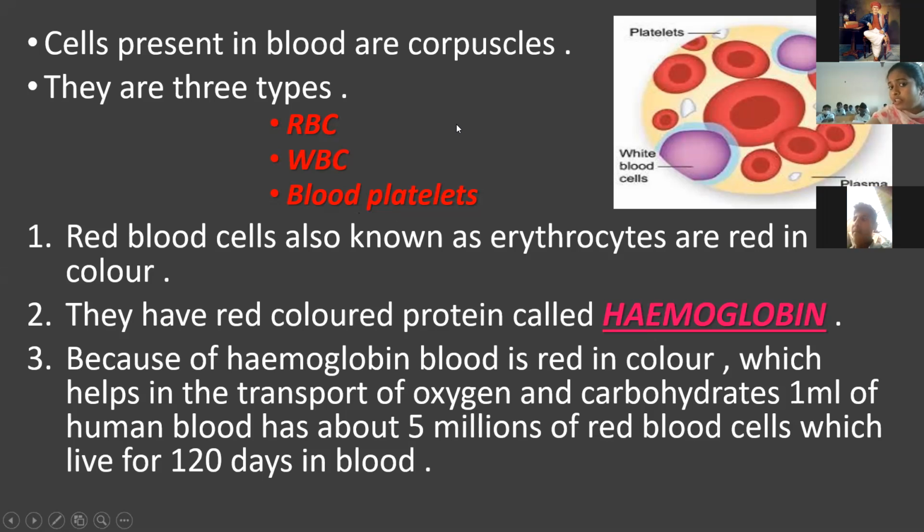The three corpuscles present in blood are red blood cells, white blood cells and platelets. And blood also contains plasma. The plasma is a watery substance present in blood and it has blood clotting components. Next one.